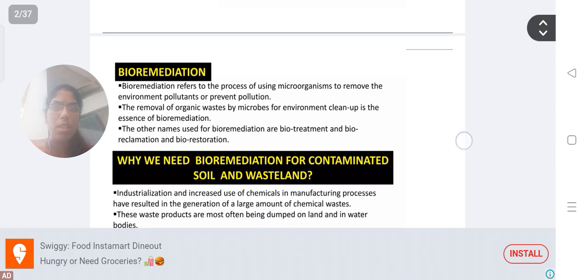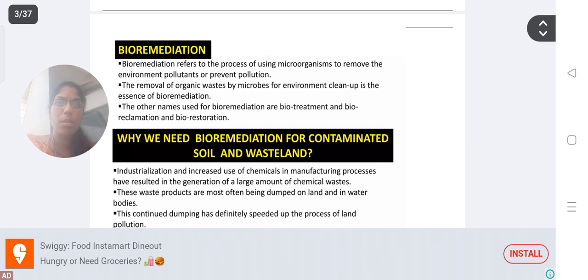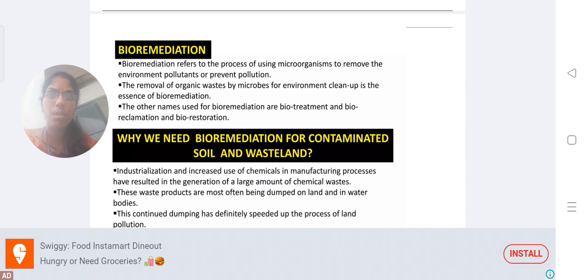Bioremediation refers to the process of using microorganisms to remove environmental pollutants or prevent pollution. Bioremediation is one of the bioremedial techniques used for soil, water, air, and other hazardous waste as well. For this, we have to add microorganisms to the environment, to the soil, to remove the pollution or prevent the pollution. So, the removal of organic waste by microbes for environmental cleanup is the essence of bioremediation.